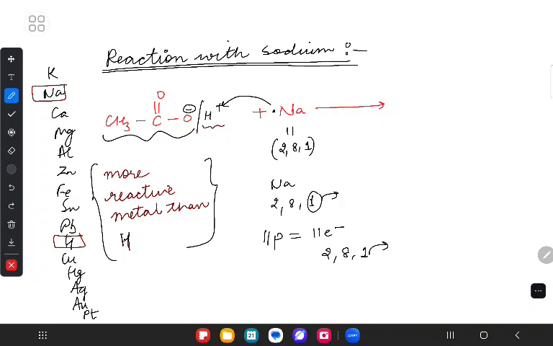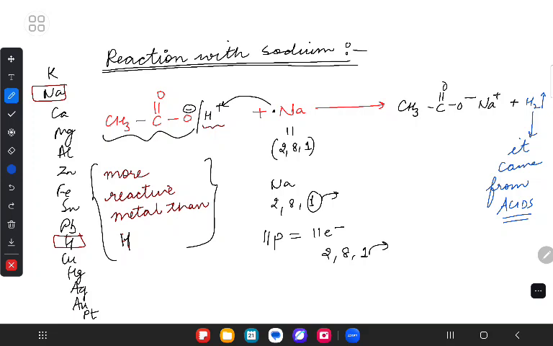You get the point? So what do you expect? We're going to have CH3COO negative, and that is going to have an attraction with Na plus. And H will be released as hydrogen. So you understand why hydrogen is getting released? Because it came from the acid. And all acids have H plus ions with them. Yes or no? All acids would have H plus ions with them. Any doubts in this?